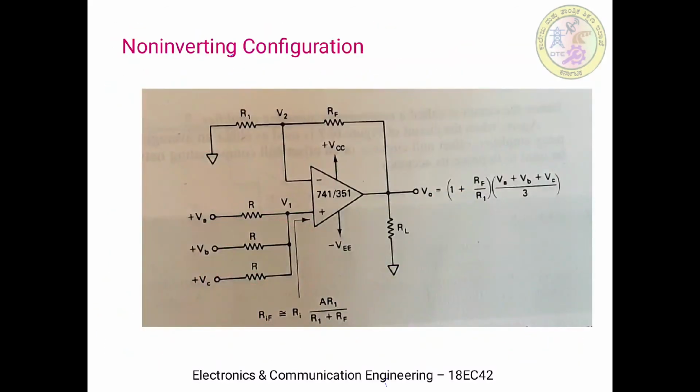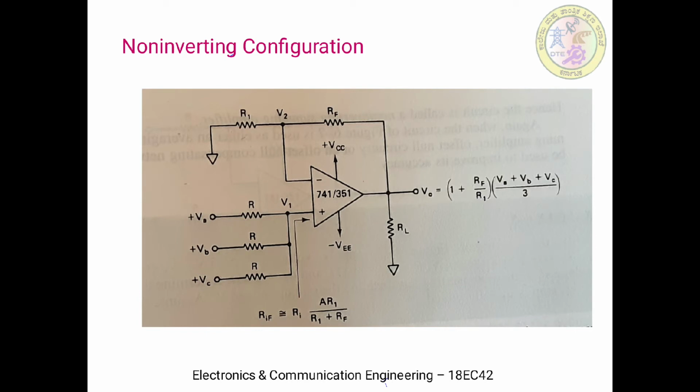Moving on to the other important configuration, the second one, the non-inverting configuration. Obviously here the inputs should be applied to the non-inverting terminal, the plus terminal of the op amp, and the circuit diagram shows that. Again this circuit has an application as an averaging amplifier as well as a summing amplifier. Only the terminal where the input is applied is changed, that's all.